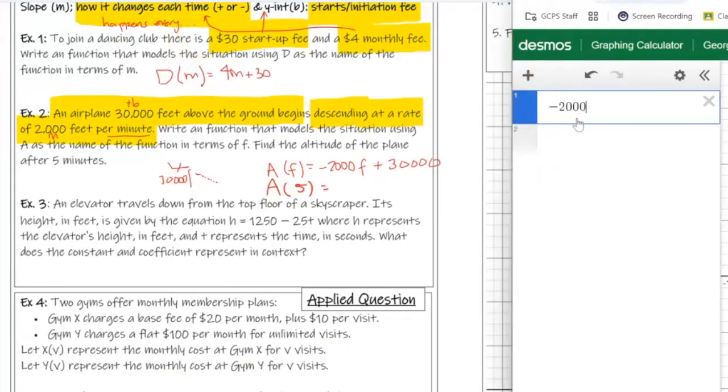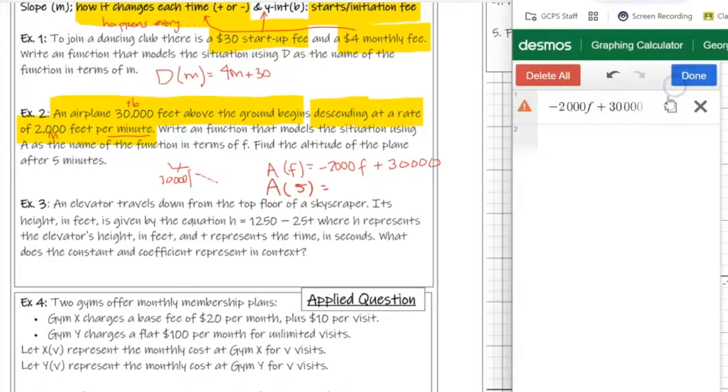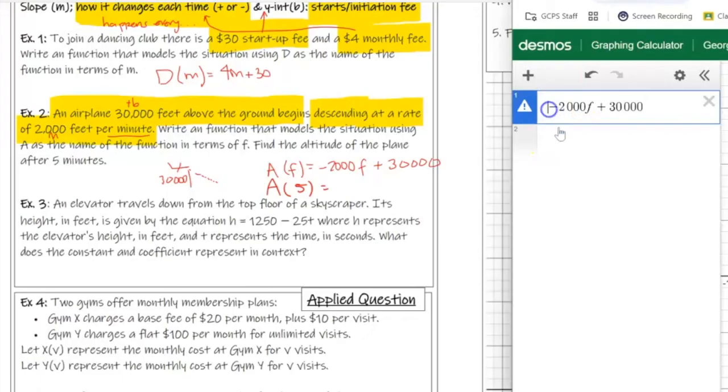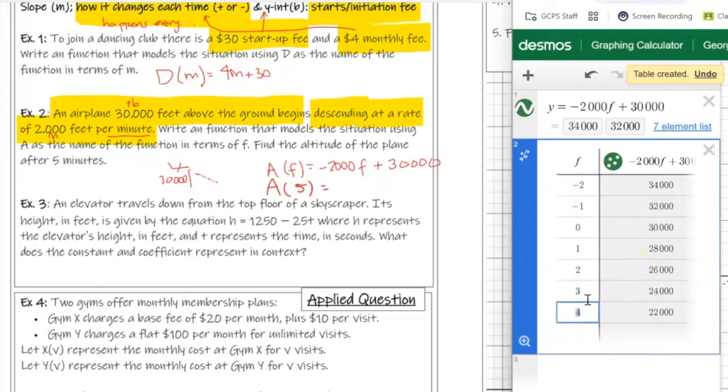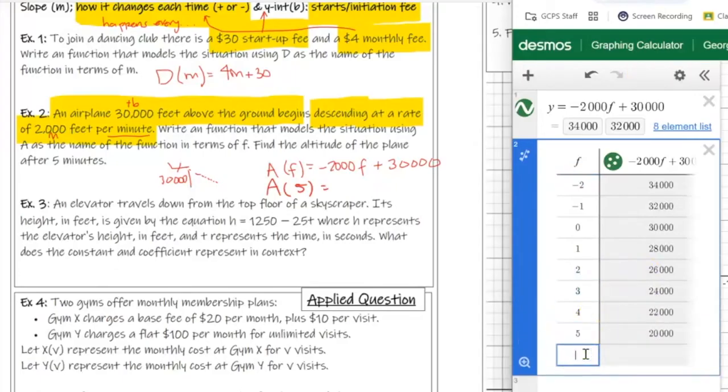where you type it in, so negative 2000 f plus 30,000, right? You type it in and you make it a table by hitting settings. Okay, that didn't make it a table. There's an error. Try adding y equals. So again, I forgot my own notes, and that's fine because you just click all the buttons to make it work. So hit settings, hit table. There's the table, and I want to evaluate it at 5. I can come down to the bottom and press enter until I hit 5, or I can come to a new line and put whatever number I'm looking for. So anyway, 5 minutes later, it's at 20,000 feet.